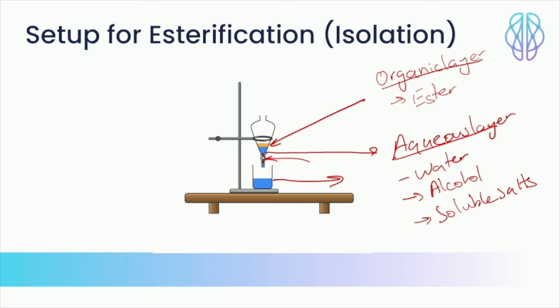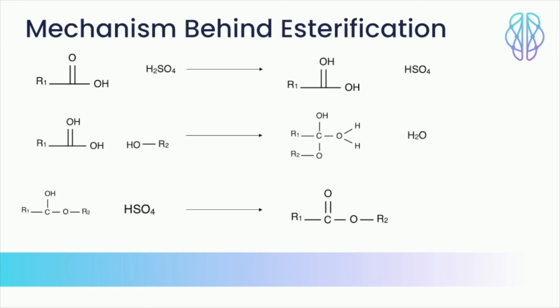And that is how we, number 1, synthesize our ester using reflux, and number 2, isolate our ester using our separating funnel. For this last part, I have a short summary on how esterification actually happens between a carboxylic acid and an alcohol. There's not an incredible need for you to understand this in great detail. I've just put it here for your general understanding, and also to show you how sulfuric acid actually acts as a catalyst in this reaction. As you can see, it'll actually be regenerated at the very end, and that to me is quite interesting.